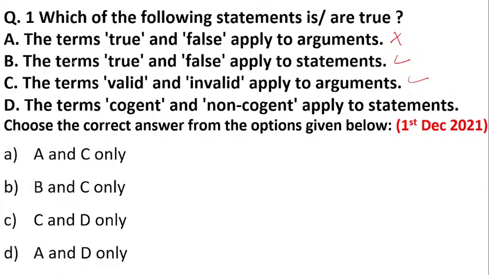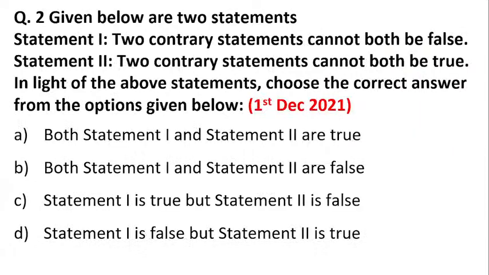So in this question, B and C is the correct answer, which makes option B right. B and C are true. Which of the following statements are true? True and false apply to statements and valid and invalid apply to arguments. The right answer is option B. Next question.